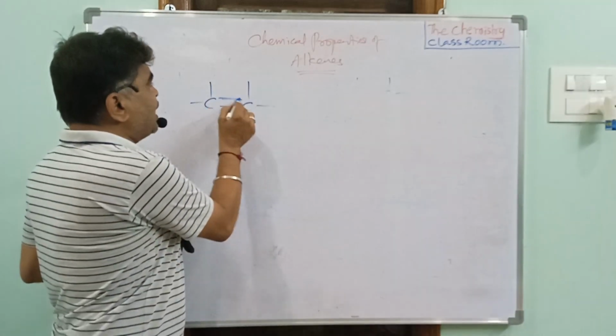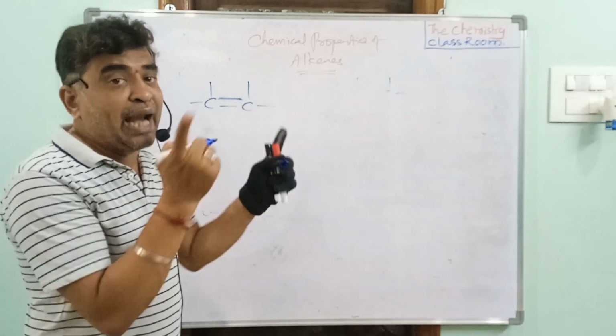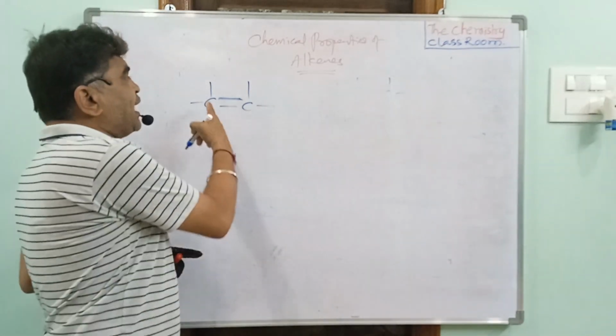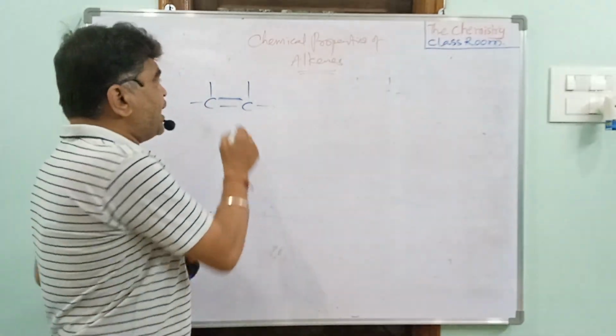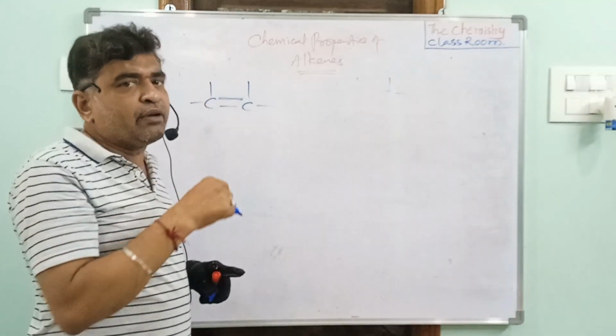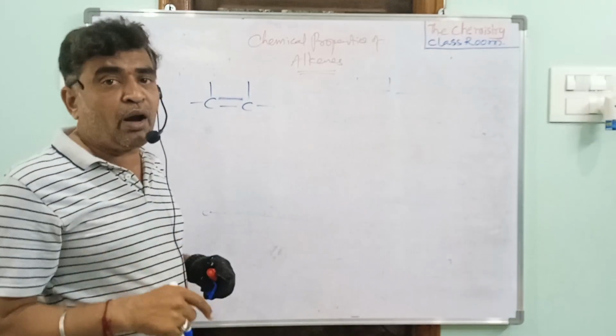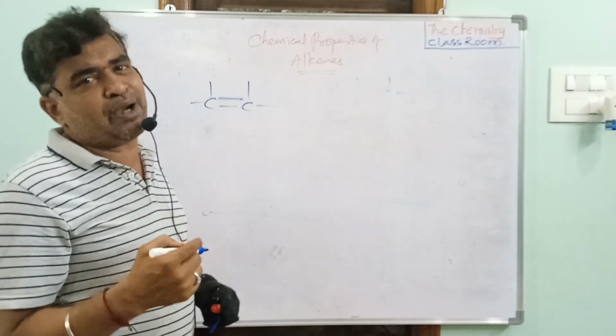Why? Because these two electrons are completely shared between these two carbons. Laterally they are sharing. When they are laterally sharing, the electrons are negatively charged. So here you form one cloud. What is the cloud? It is called the pi cloud. The pi cloud is negatively charged.